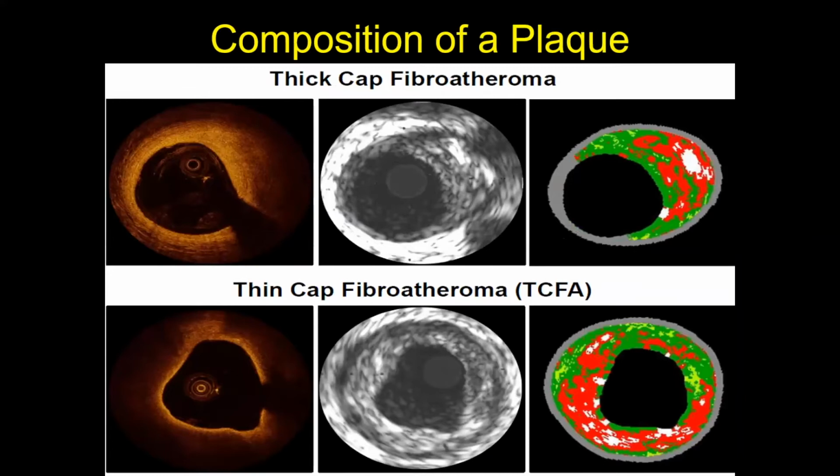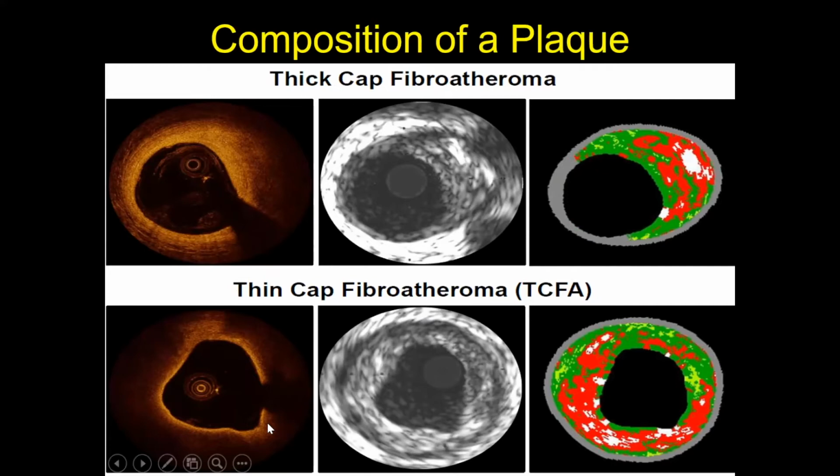Again, because of the resolution, you can not only see what kind of plaque it is, you can even measure the cap thickness. There is some automated software, not available in commercial settings yet, but available in research settings, and I'm sure it will be available in due course for clinical practice as well, which automatically measures even the plaque cap thickness. So the top one is the fibrous plaque. It's a homogeneous, bright layer of plaque, and there is a thick cap, so it's a stable thick cap fibroatheroma.